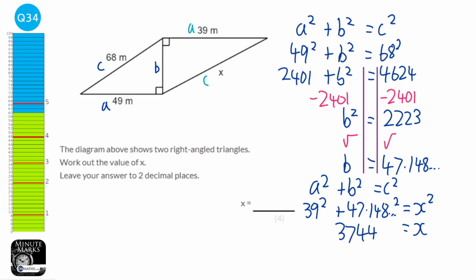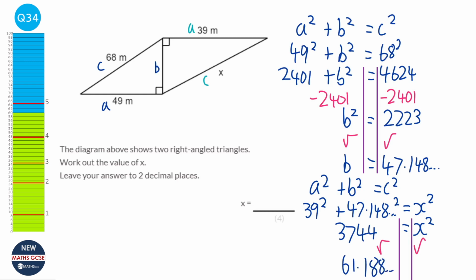equal to x squared. And we'll just get our lines in because we need to square root both sides, and we get 61.188 blah blah blah is equal to x. It says it wants two decimal places, so that would be 61.19.